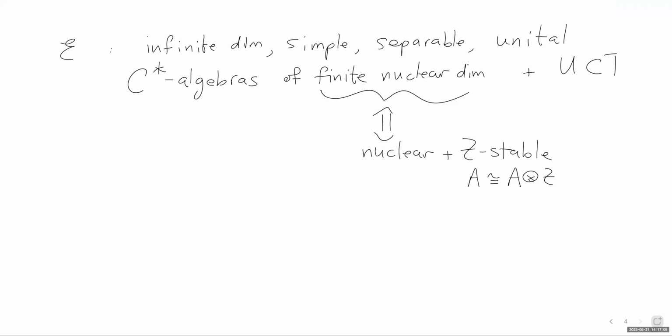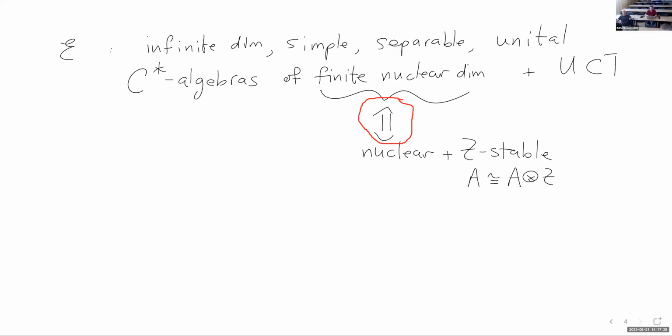Sorry, but I'm still confused. Is this really the logical equivalence? Because by exactly what you told me, take a commutative C-star algebra which has finite nuclear dimension, I don't see how it is Z-stable. Yeah, what I mean is equivalent in the presence of the other hypotheses.